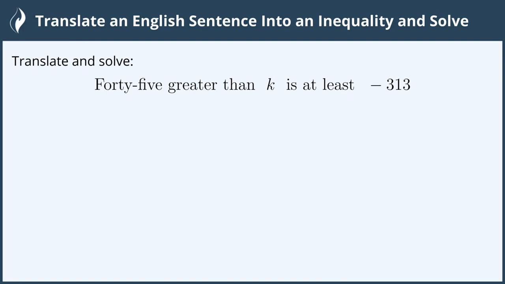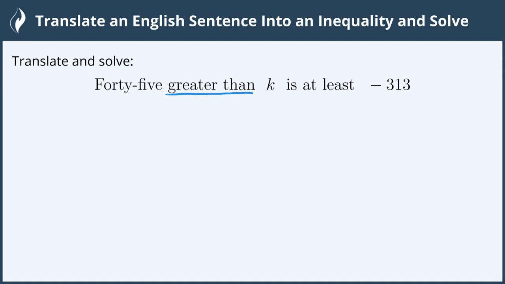Hi everyone! In this video, we will translate an English sentence into an inequality and solve. Translate and solve. 45 greater than k is at least negative 313. The phrase greater than might be kind of confusing because we are working with inequalities.